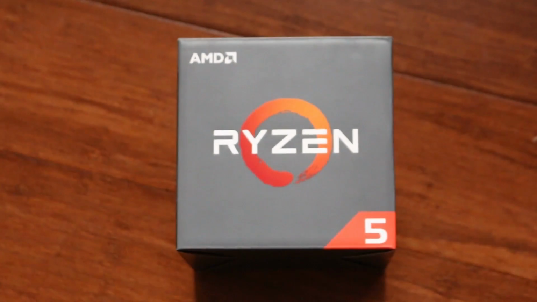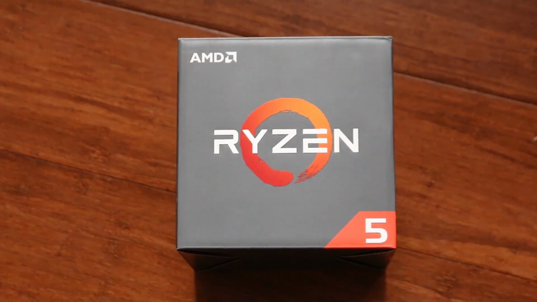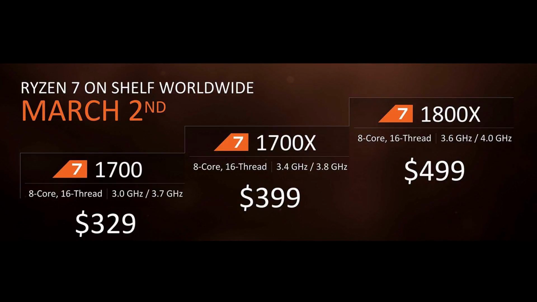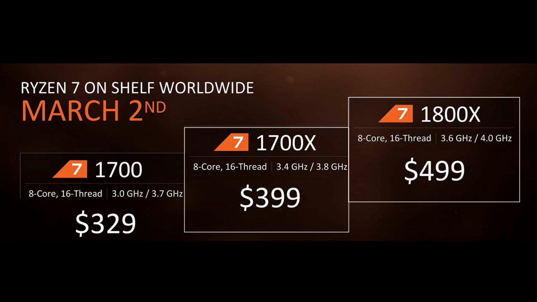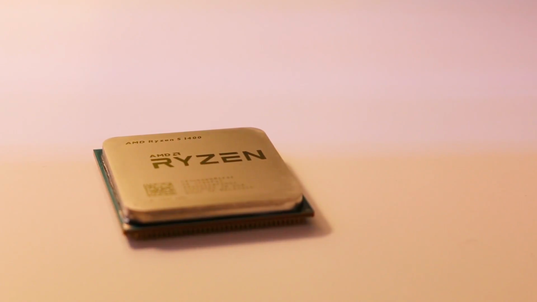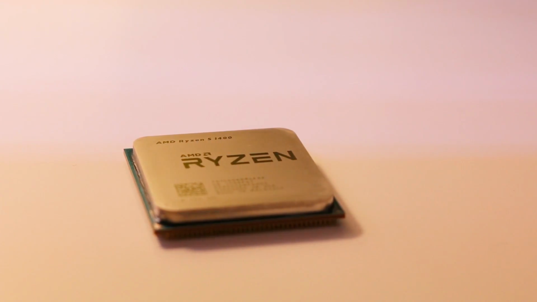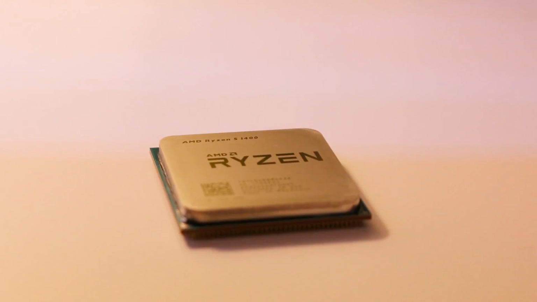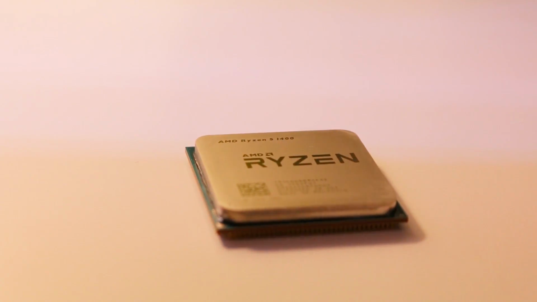AMD's Ryzen processors have definitely started to stir up the CPU market. There's no doubting that. The R7 lineup, which includes the 1800X for $499, the 1700X for $399, and the 1700 for $329. At this price range, the Ryzen 7 chips rival Intel's i7 chips, but let's be honest, most gamers out there aren't going to spend $300 or more on a CPU.